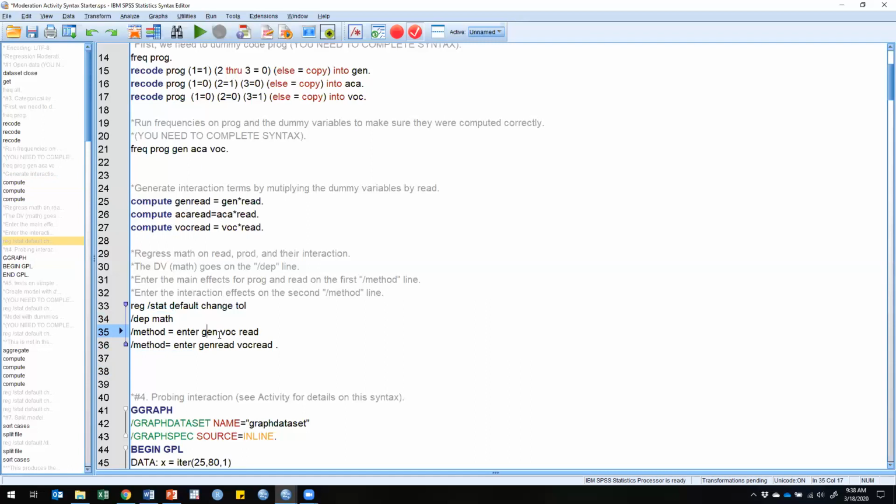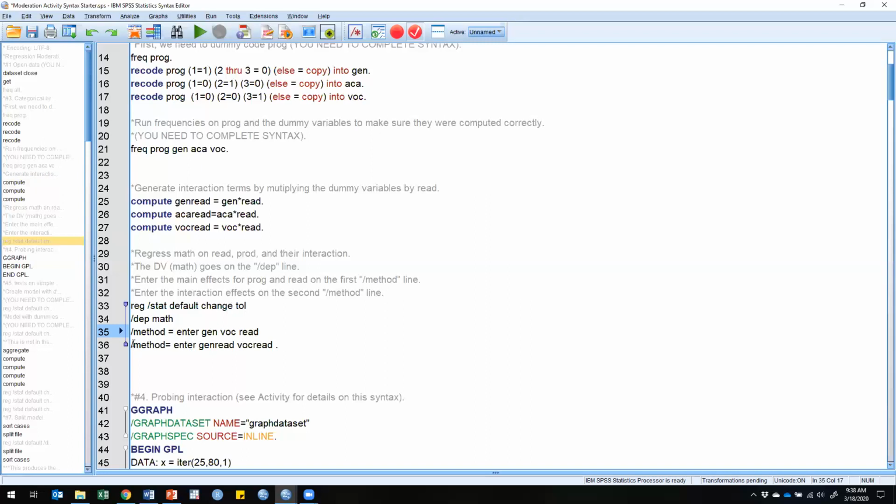Remember, when you include dummy variables in a regression model, it's always 1 minus the number of levels you have, and that other level is in your reference group. So we're going to compare those in the general track to the academic track, and those in the vocational track to the academic track.